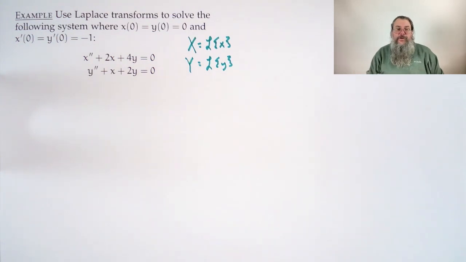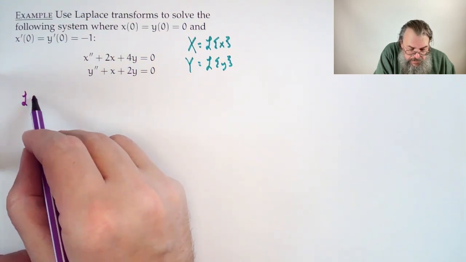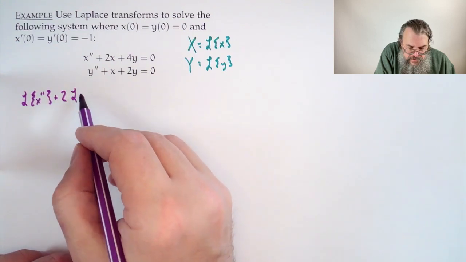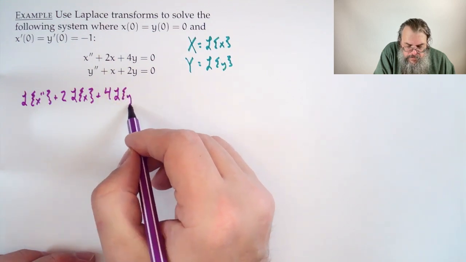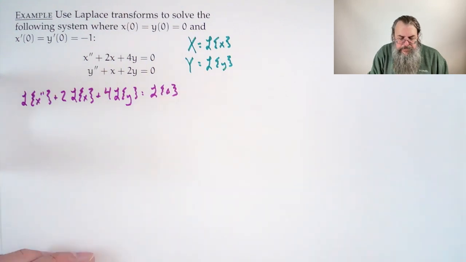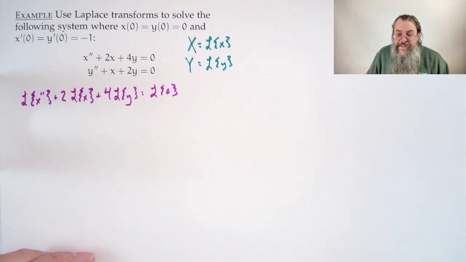So we start, as we often do. Let's take the Laplace transform of both these equations. So our first equation will become Laplace transform of x double prime plus 2 Laplace transform of x plus 4 Laplace transform of y equals the Laplace transform of 0. Now we have our rule. Of course, keep your equation sheet handy. As the saying goes, keep your friends close and keep your equation sheet even closer. You want to make sure you have that for reference.